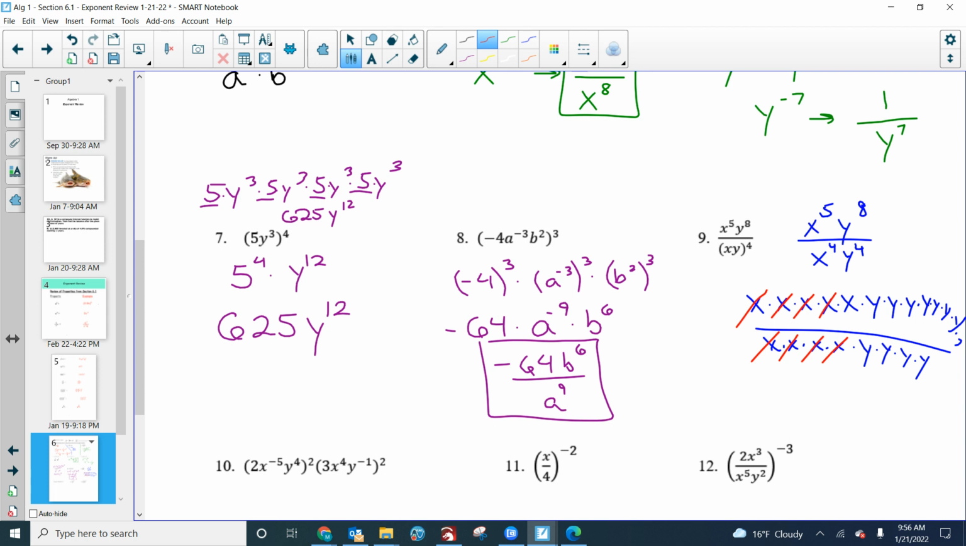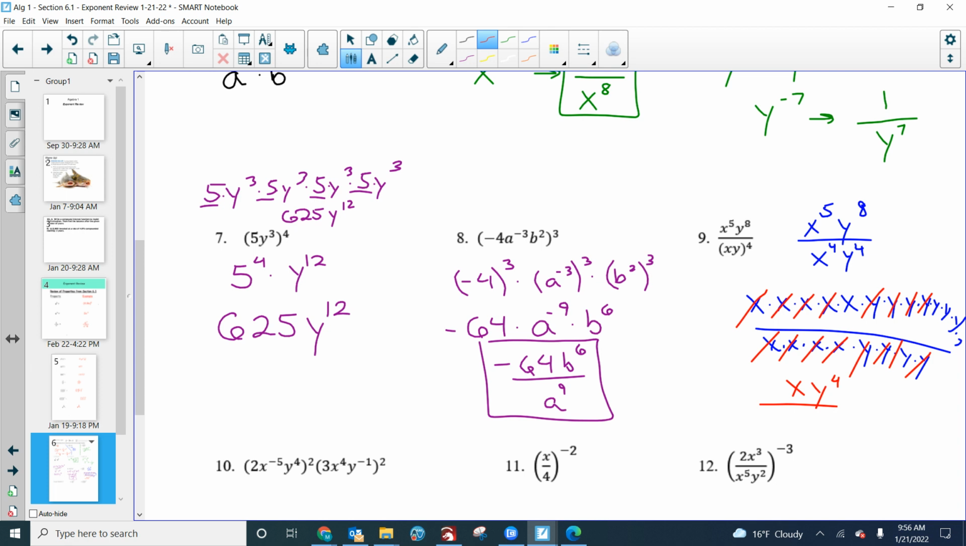What's left up top? X. So then you were wrong too. Y over y, y over y. No, 1, 2, 3, 4. You skipped one y. So what's left up top? Y to the 4. All right. What's the point?